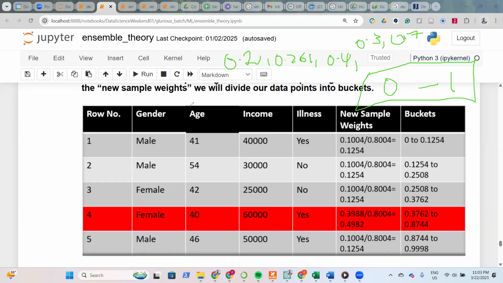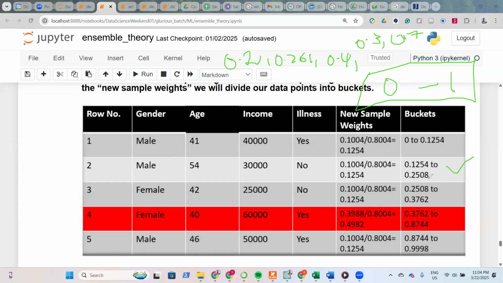So let's see. In which bucket does 0.2 fall? The second bucket. No, this one ends at 0.1, so it is bucket 2. This is 0.2, 0.125. The next number, in which bucket does it fall? Still the second. This one is 0.26.